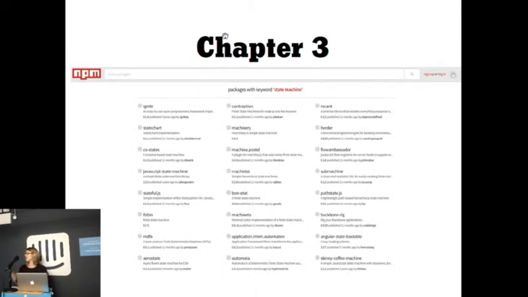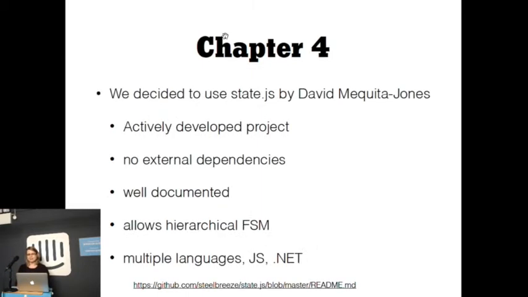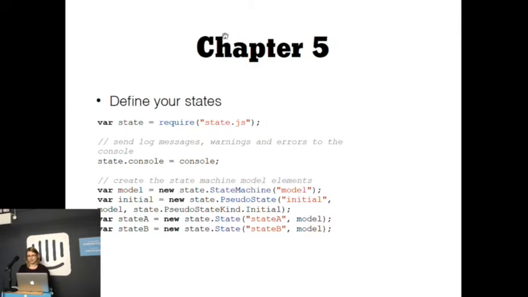And if you search on NPM for a state machine, you get tons of libraries. But we finally decided for StateJS by, hopefully I pronounce it correctly, David Mikita Jones. And we decided for it because it's an actively developed project. For example, Cormac put in a pull request and he immediately put it on. There are no external dependencies. It's well documented. It allows hierarchical state machines and multiple languages like .NET and JavaScript.